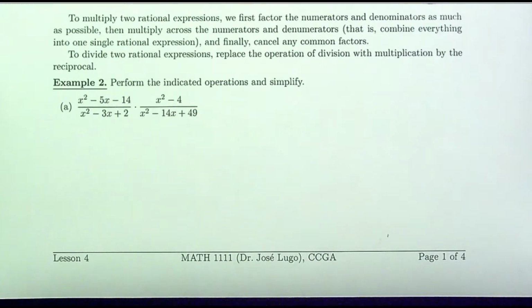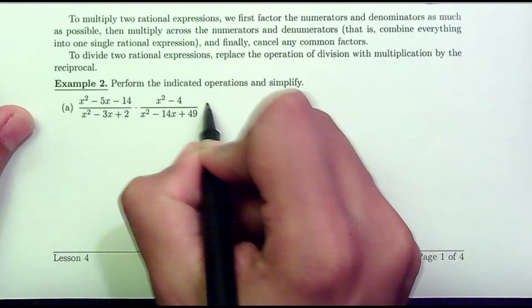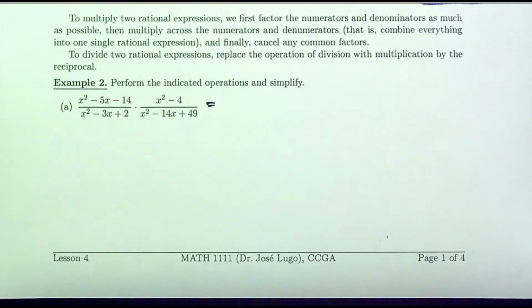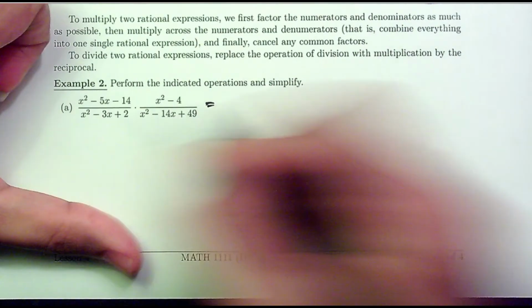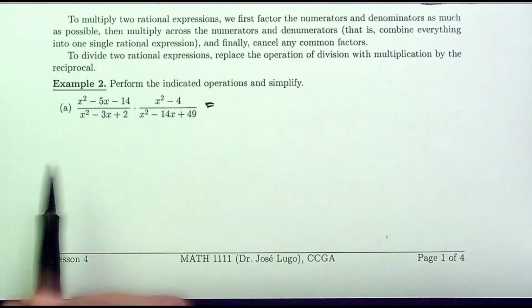So in the case of multiplication, such as this one, all you have to do is multiply across, but don't FOIL, just multiply across by basically writing everything in a single big fraction, and then go ahead and simplify. So let's multiply these two rational expressions.